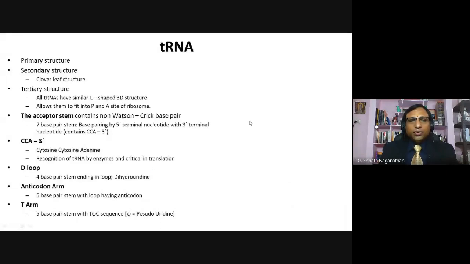So tRNA, as I said, has a primary structure, a single strand which is formed during the transcription process. The secondary structure is the cloverleaf structure, which is commonly available. In the tertiary structure, all tRNAs have a similar L-shaped 3D structure, which allows them to fit into the P and A sites of the ribosome during the translation process.